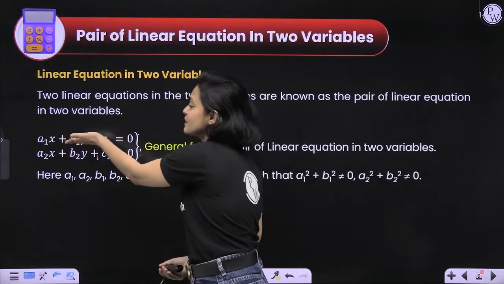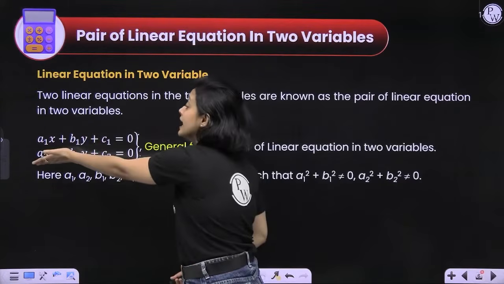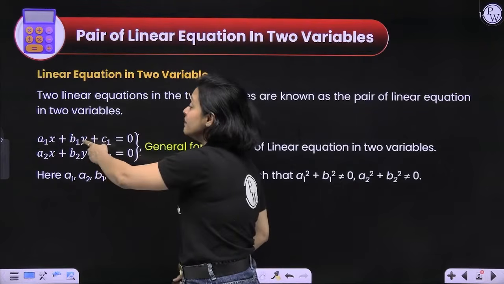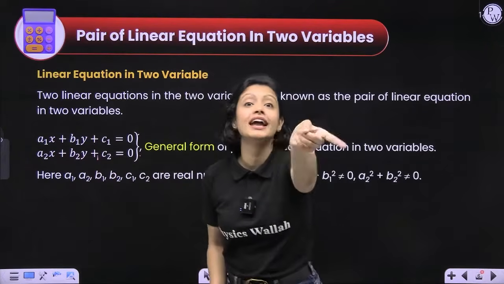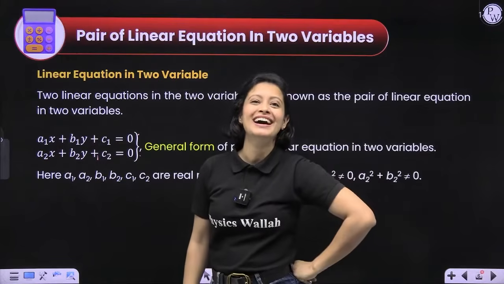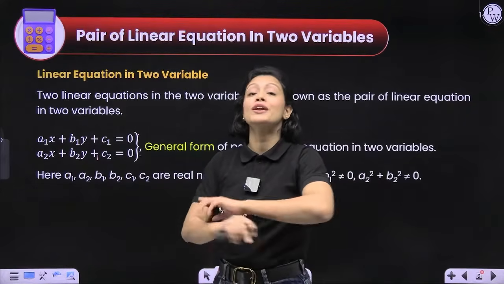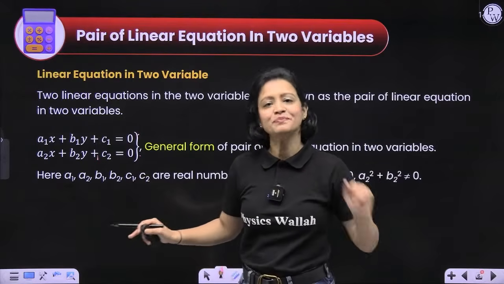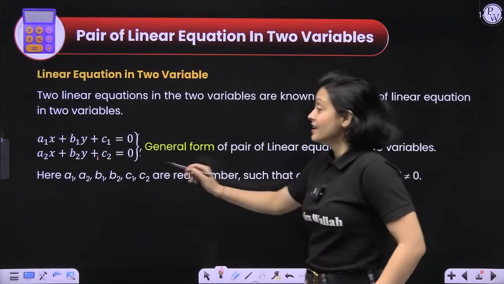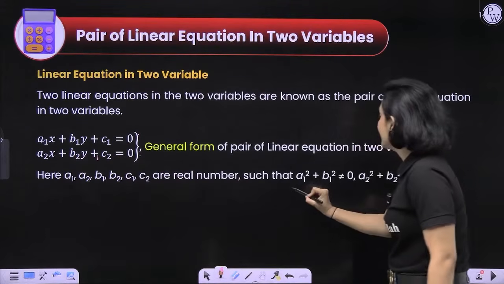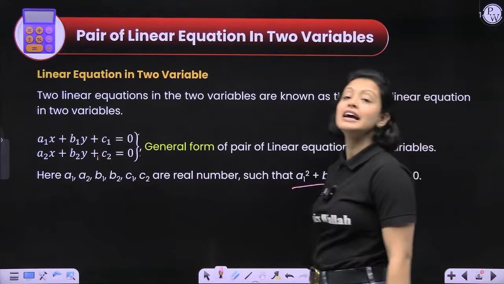That means a1x plus b1y plus c1 is equal to 0, a2x plus b2y plus c2 is equal to 0, where a1, b1, a2, b2 cannot all be equal to 0, right? Because if either of them becomes 0, then you will not have a linear equation in two variables. Now, another way of writing that a1 and b1 are not equal to 0 is this: a1 square plus b1 square cannot be equal to 0.